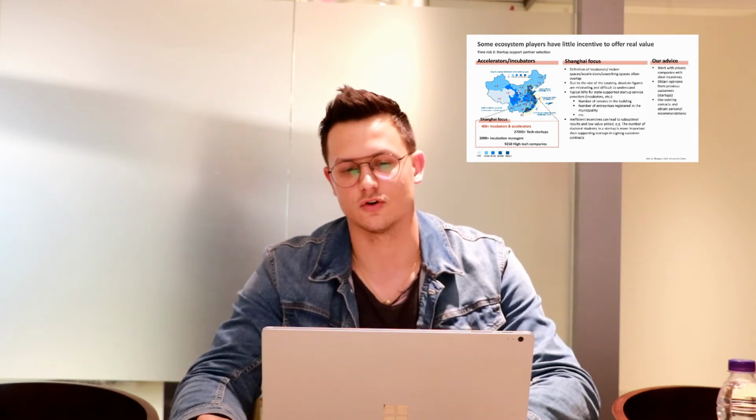We don't need to talk about all those different bullet points listed here under Shanghai Focus. But the one thing you need to take with you is this point about private versus government.